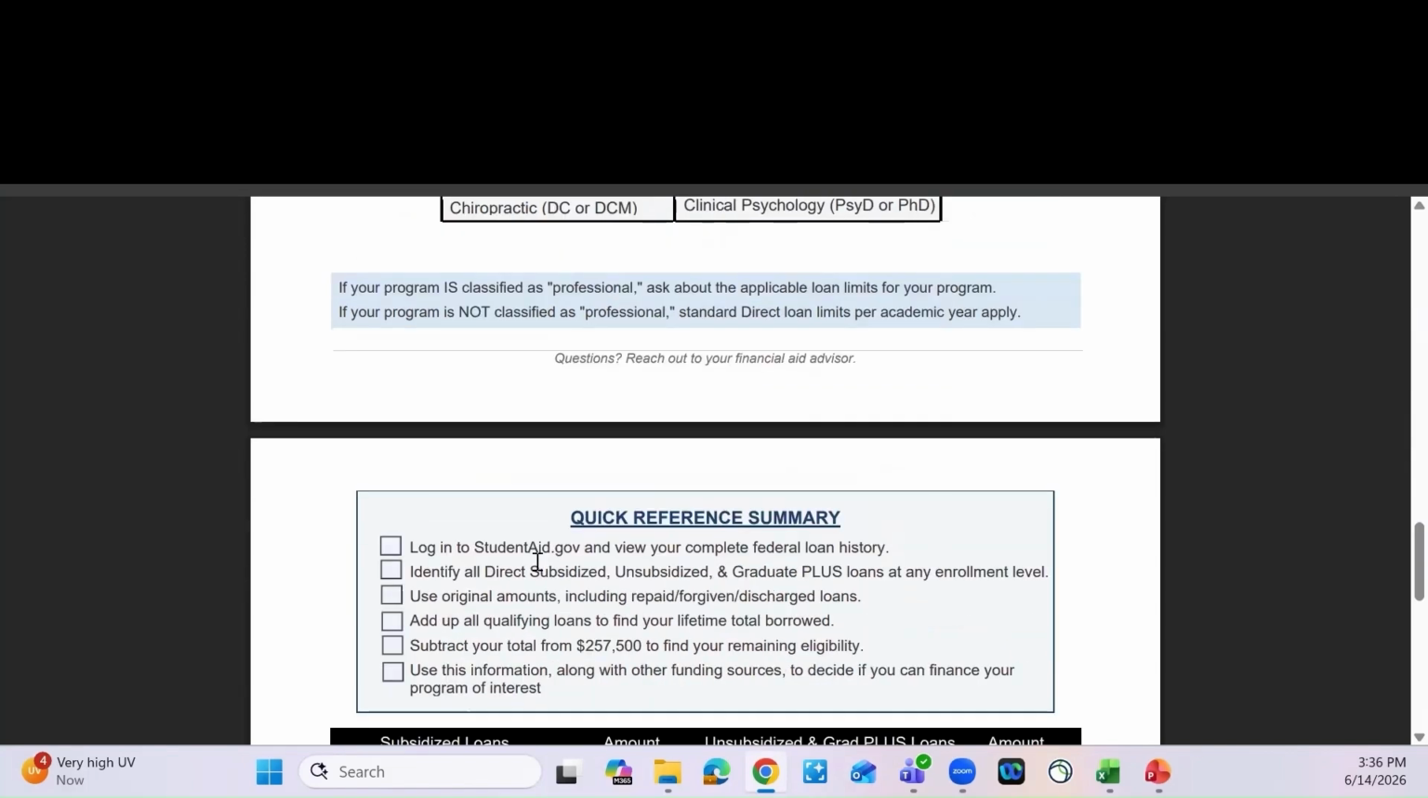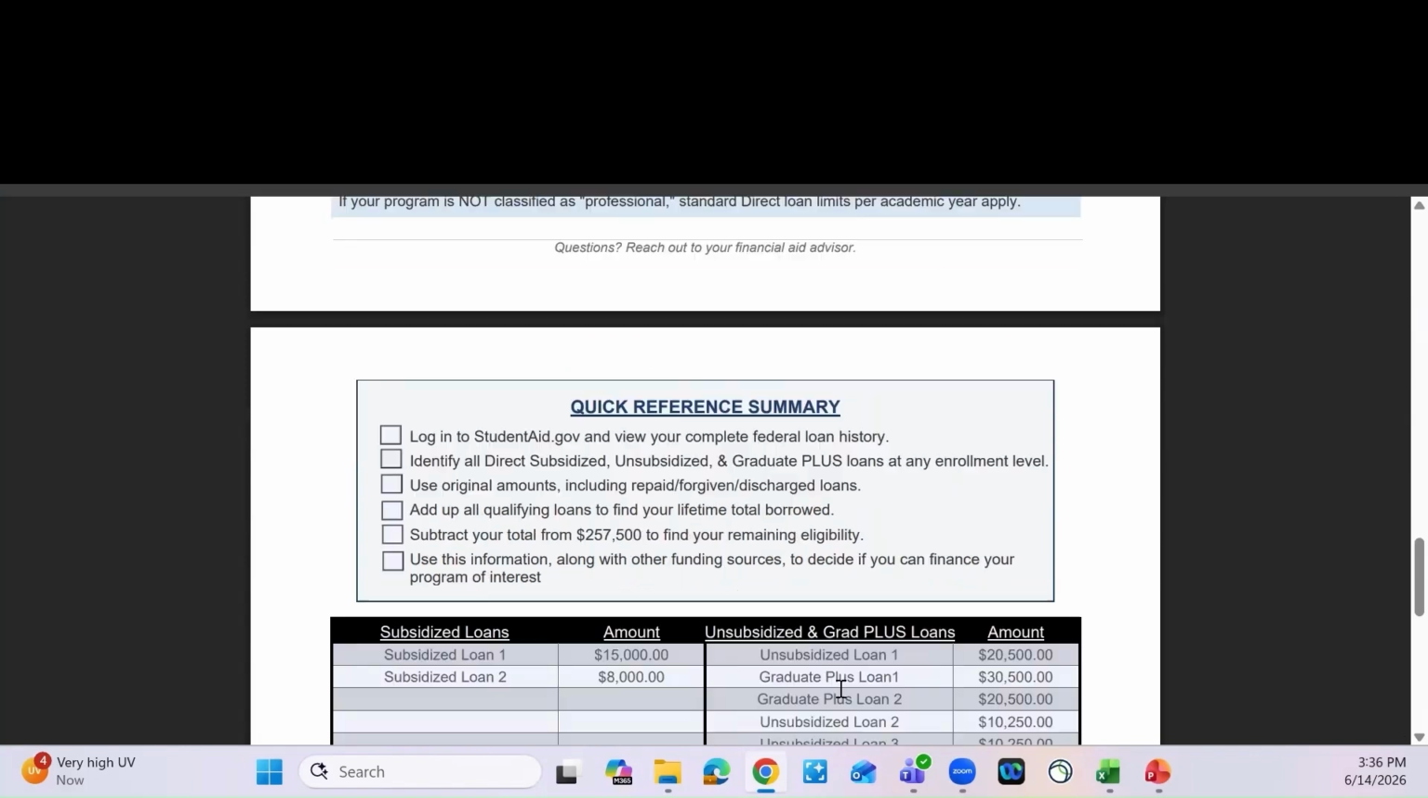Quick reference summary. Log in to studentaid.gov and view your complete federal loan history. Identify all subsidized, unsubsidized, and graduate plus loans. Use original amounts, including repaid, forgiven, and discharged loans. Add up all qualifying loans to find your lifetime total borrowed. Subtract your total from $257,500 to find your remaining eligibility. And use this information along with other funding sources to decide if you can finance your program of interest.